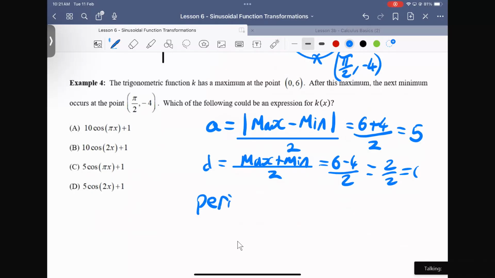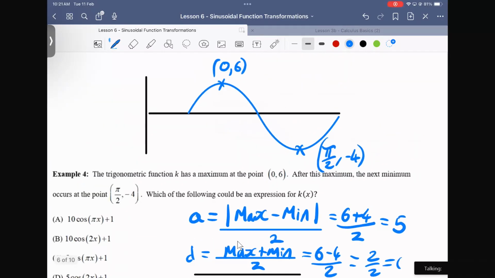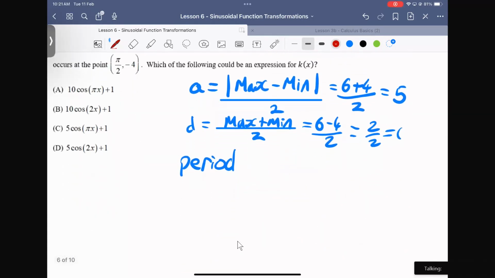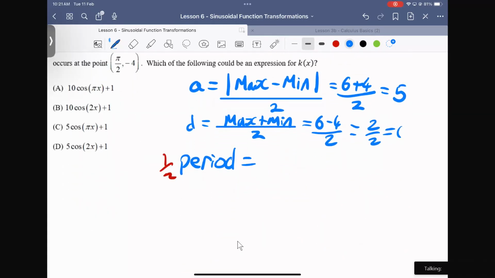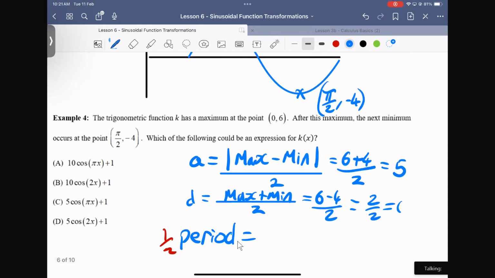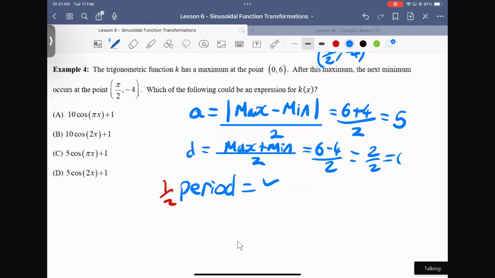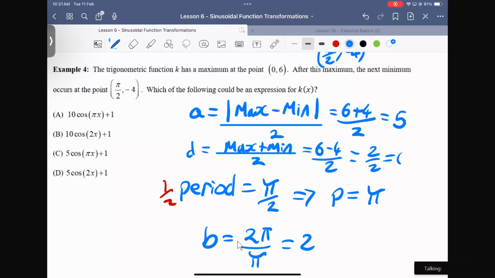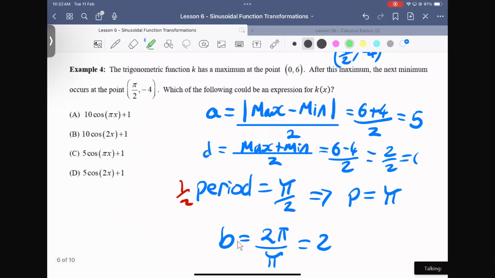And then our period. Our period, we can't quite see. So what we have here is we know this distance here is half the period. So half the period is going to be, what are the x values? Pi over 2. So if half the period is pi over 2, that means the period is pi, and b is going to be 2 pi divided by the period, so it's going to be 2. So we've got 5, 1, and 2. That is this one. Oh no, missed this one here.